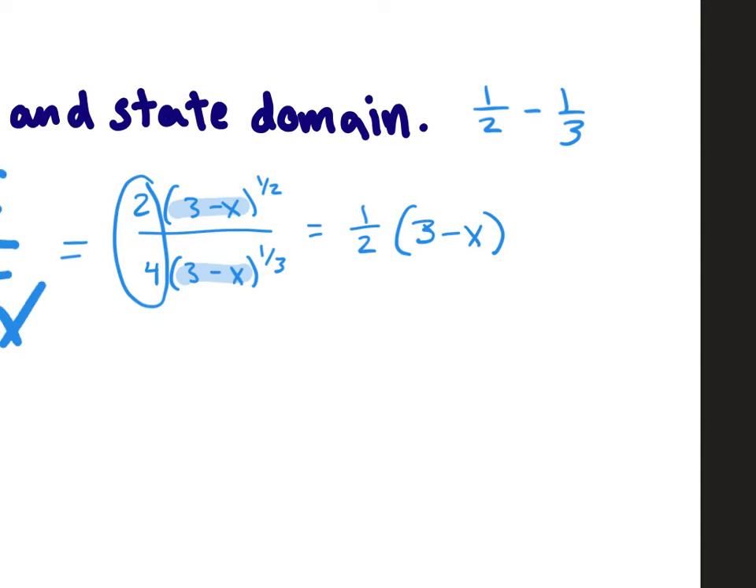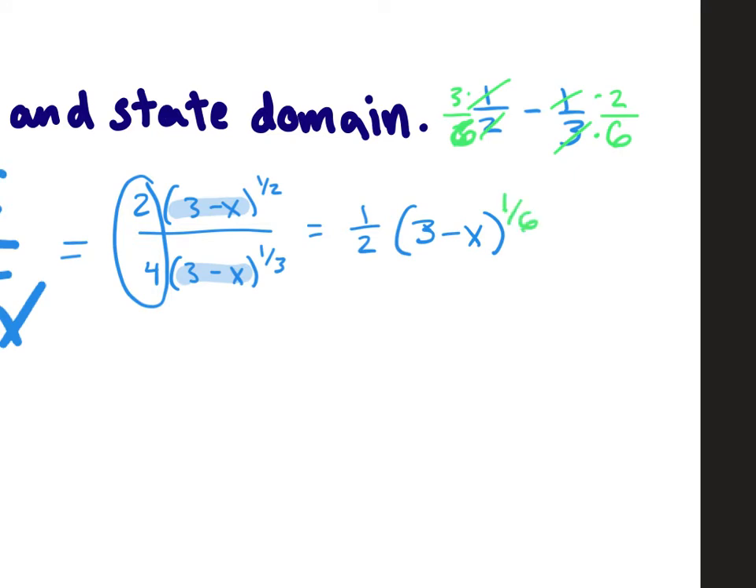So to subtract fractions, what do I need? Common denominator. So I'm going to multiply the top and the bottom by 3 here. What do I have to multiply to the second one? 2. So this becomes 3 over 6 and 2 over 6. What is 3 minus 2? 1. So I get 1 over 6.